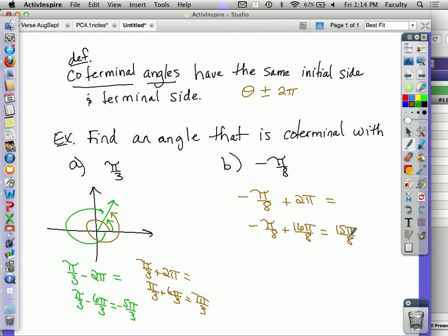So I think in your homework it asked you to come up with one positive coterminal and one negative. So most of the time it's just add and subtract, but sometimes you have to subtract twice and sometimes you have to add twice. So this one's negative 17 pi over 8.